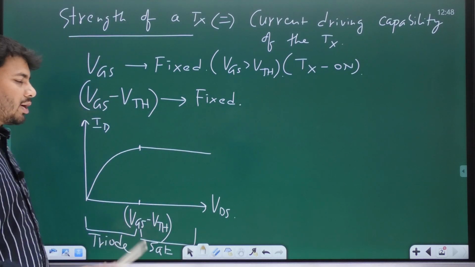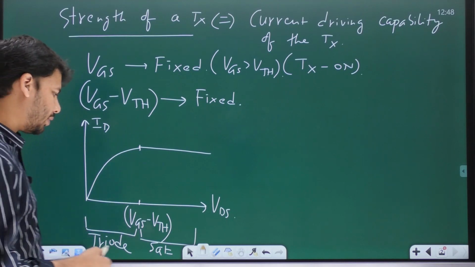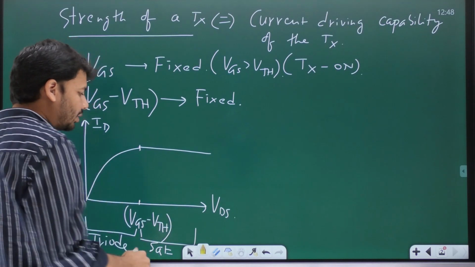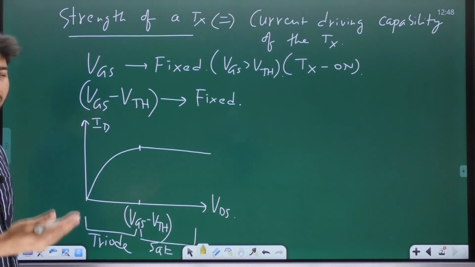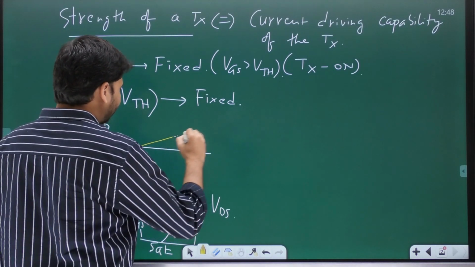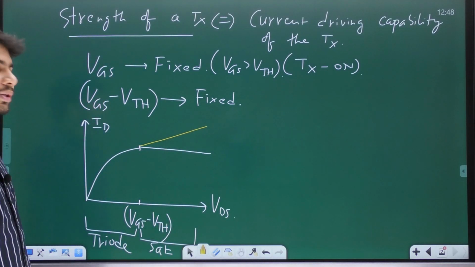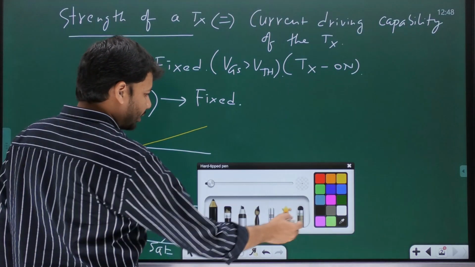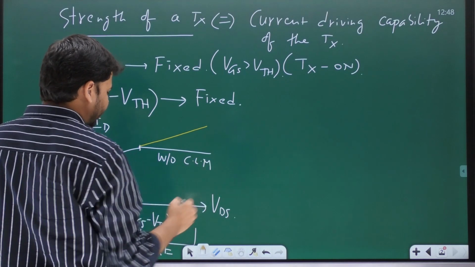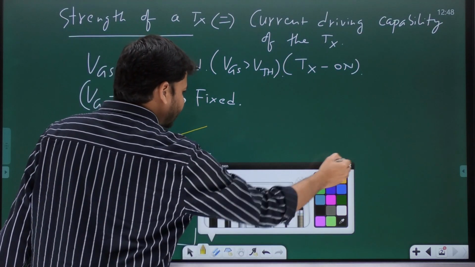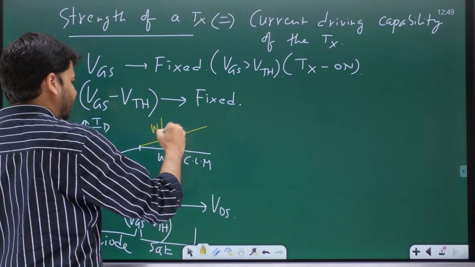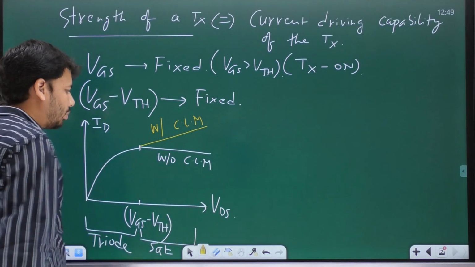Okay. And here, obviously, we are ignoring channel length modulation. If there is channel length modulation, you know the drain current will be proportional to VDS in saturation. So instead of being constant and independent of VDS, it will linearly increase with VDS. So this white color stuff is without channel length modulation, and this yellow color linear dependence of ID on VDS is with channel length modulation.